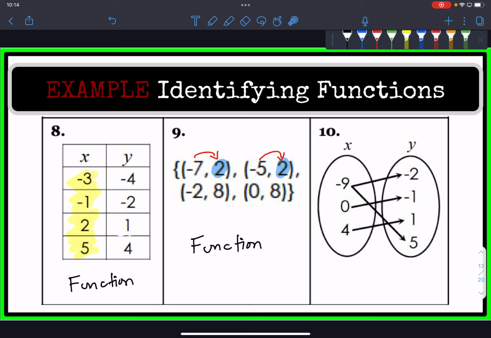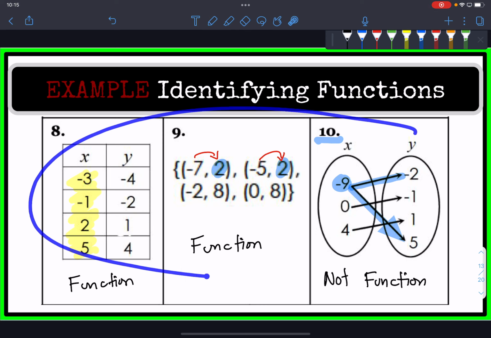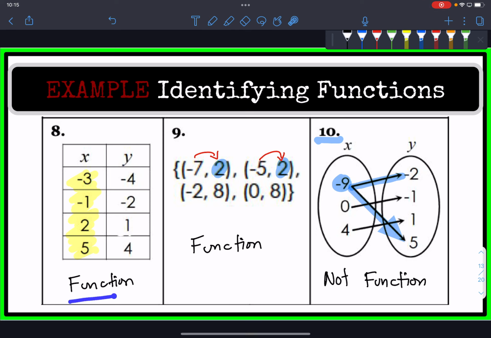Unlike number 10, this is exactly what I'm referring to. In example 10, -9 is paired up to two values in the range. So this is not a function. It's still a relation. All of these examples are examples of relations, but these two relations are functions, while this last relation is not a function.